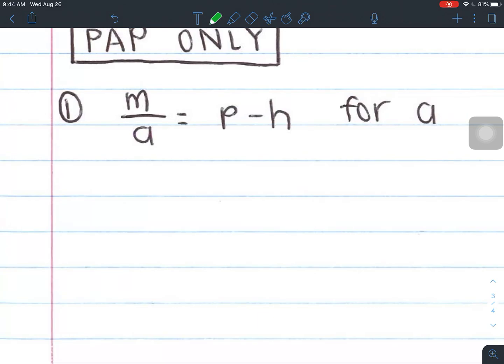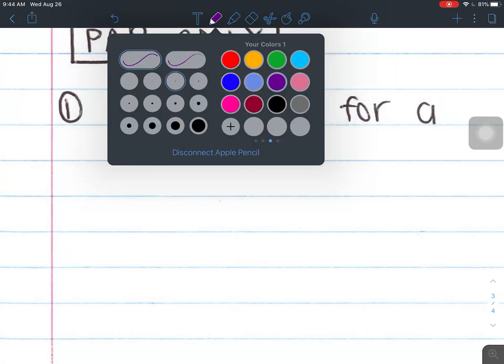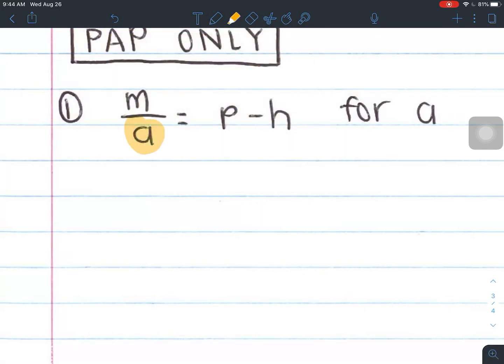Now, here we have m divided by a equals p minus h. All right, now the goal here is we want to get a by itself. However, there's a fraction here. We need to get rid of it. There's no parentheses. There's nowhere for me to distribute. So I have to get rid of the a.